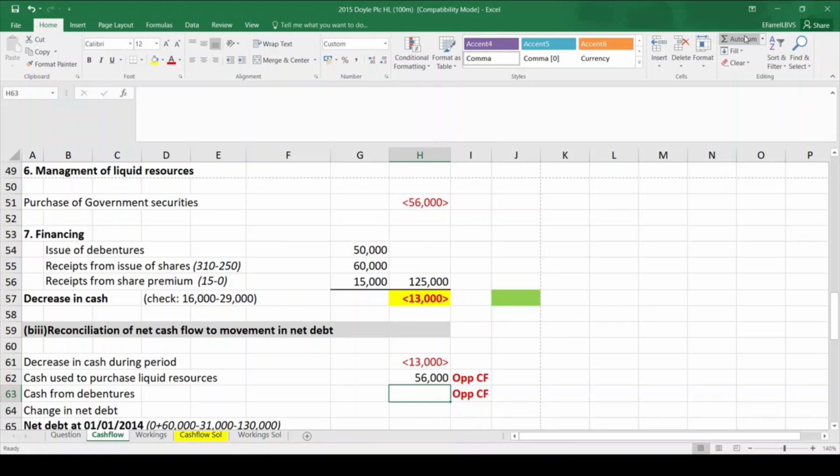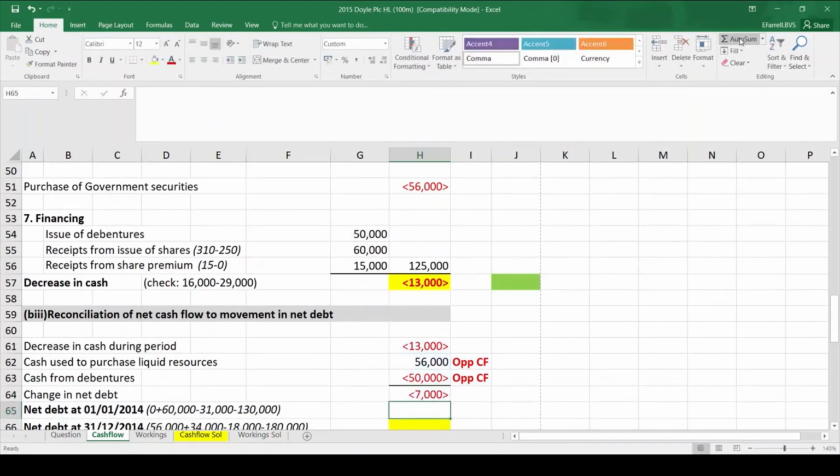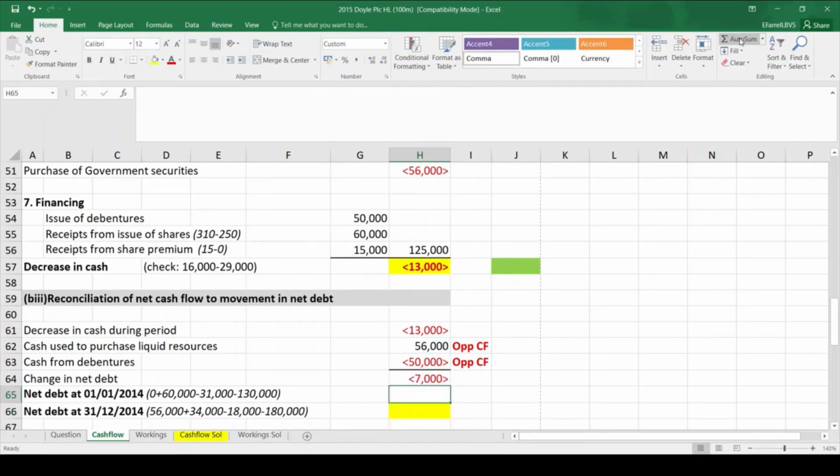And again, the debentures is the next thing. The debentures will be the opposite sign to what they are here. So if it's a plus 50, it'll go in as a minus 50. If it's a minus 50, it goes in as a plus 50. Just an easy way to remember it. So both of these will be just the opposite signs of the cash flow. So they come to minus 7,000, which is the change in net debt.